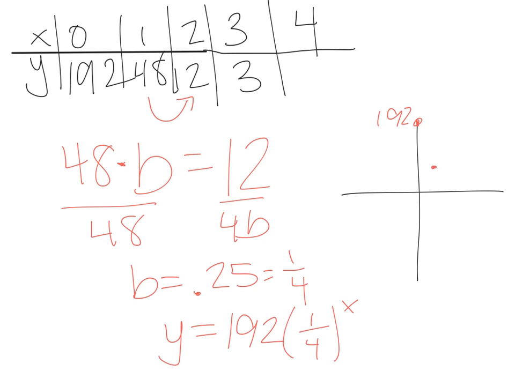I'm just going to estimate our next value at 12, and then 3, and it should decay very quickly because it's an exponential curve. Remember, we have an asymptote at 0 because if we keep dividing by 4 or multiplying by 1/4, we will never actually reach 0.